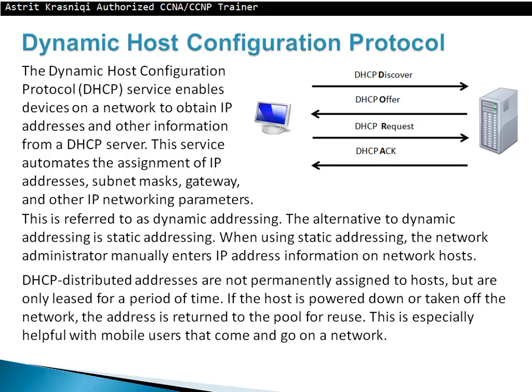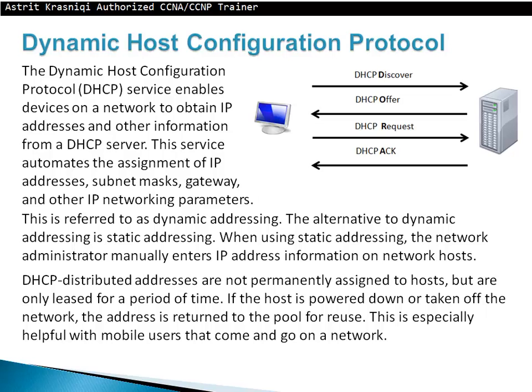Then we have the Dynamic Host Configuration Protocol. The DHCP service enables devices on the network to obtain an IP address and other information from a DHCP server. This server automates the assignment of IP addresses, subnet mask, gateway, and other IP networking parameters. This is referred to as dynamic addressing. The alternative to dynamic addressing is static addressing. When using static addressing, the network administrator manually enters IP address information on the network host.